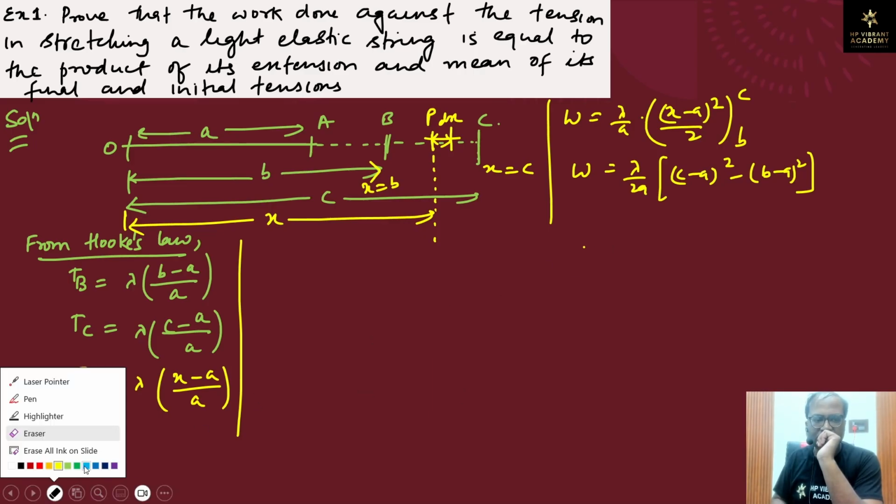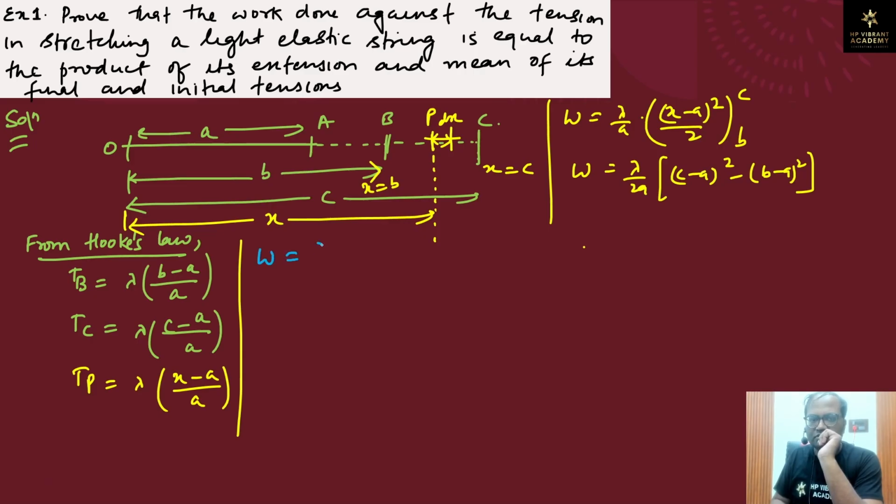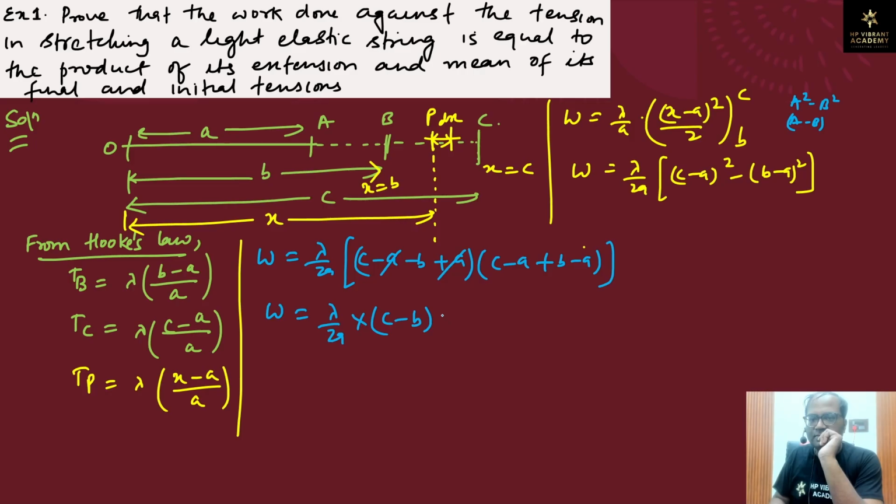Let us further simplify this. So we have work done is equal to lambda upon 2a into, this is a square minus b square, so we have (a minus b) into (a plus b). So we have (c minus a minus b plus a) into (c minus a plus b minus a). Okay, so this gets cancelled. So we have work done is equal to lambda upon 2a into (c minus b) into (c minus a plus b minus a). Okay, this is not a.